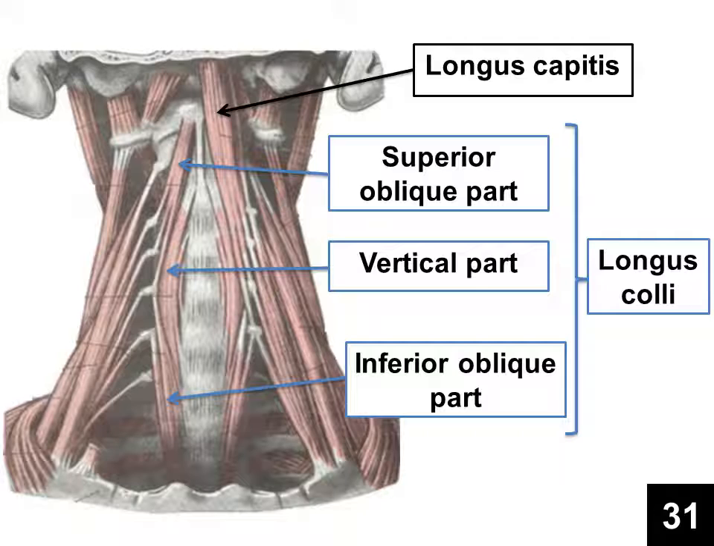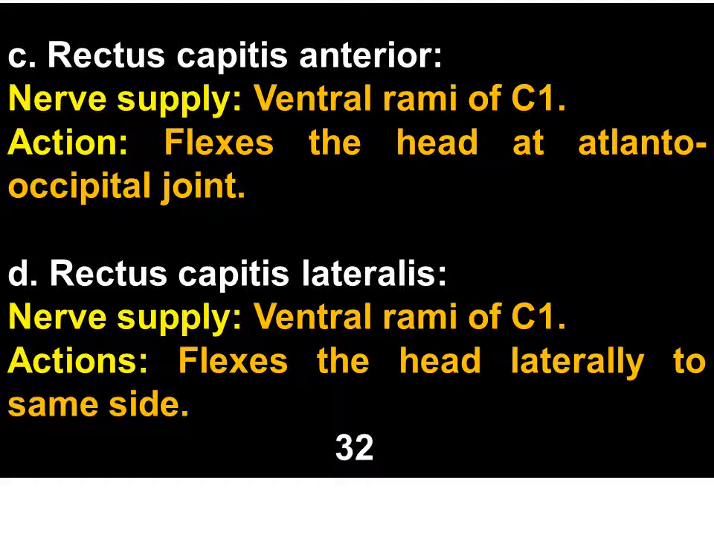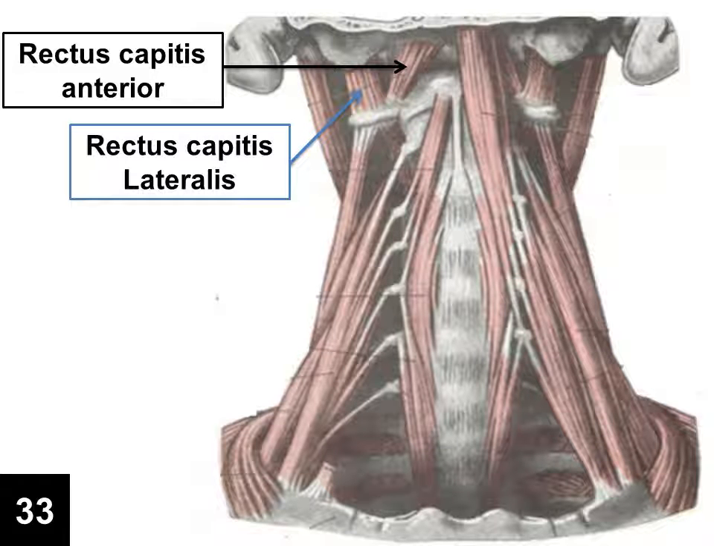Let's go to the deep group. The group above is the upper group, and the deep group has rectus capitis anterior and rectus capitis lateralis. Let's look at the next picture. Here in this diagram you can see the rectus capitis anterior and rectus capitis lateralis.